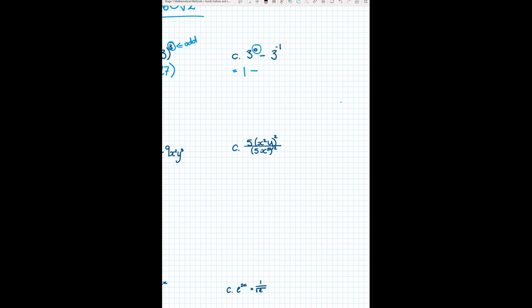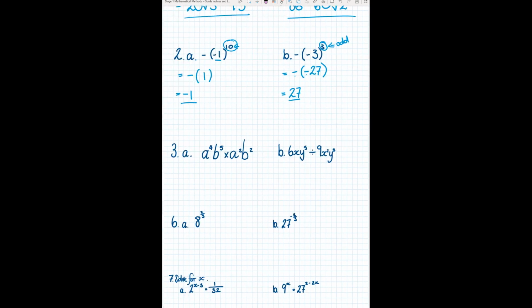To a negative power means invert, put it as a fraction, so it's 1 over 3, and 3 to the power of 1 is just 3. So we can say that's the same as 3 over 3, subtract 1 over 3. 3 take 1 on the top line gives us 2/3. And that's our solution for that last one.